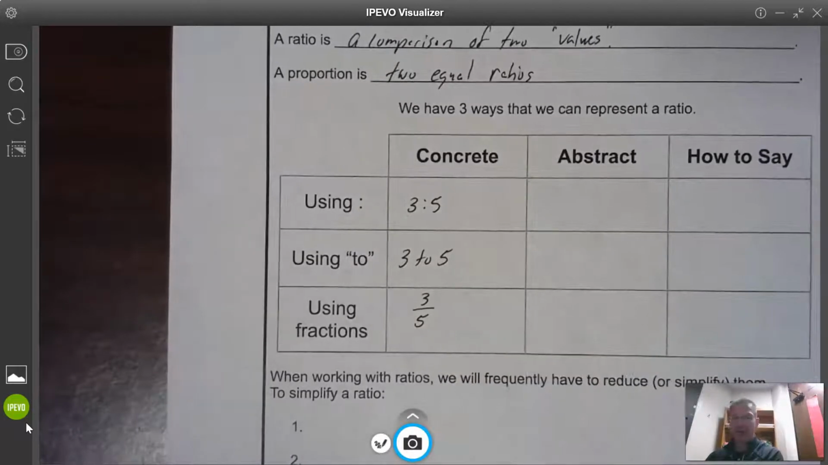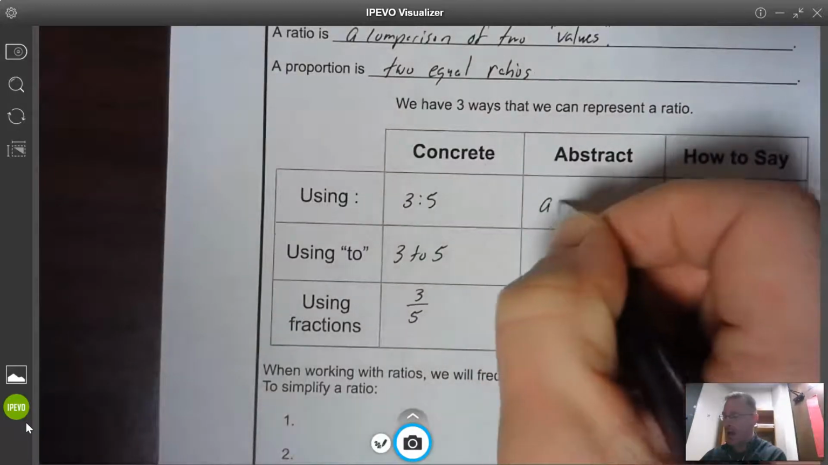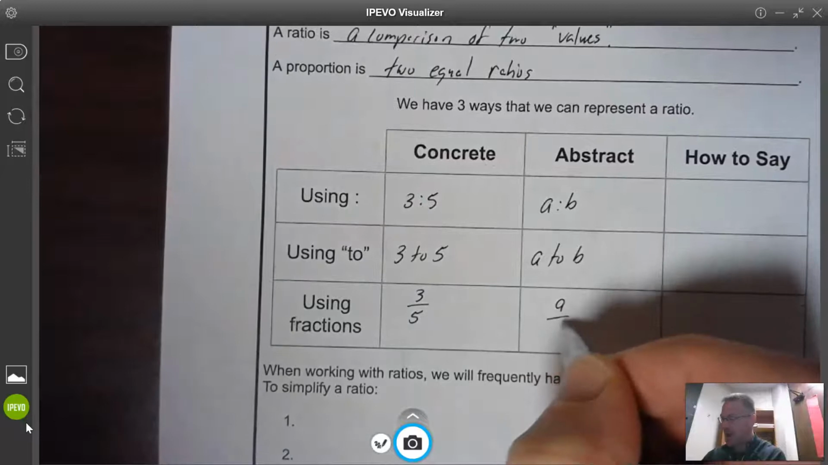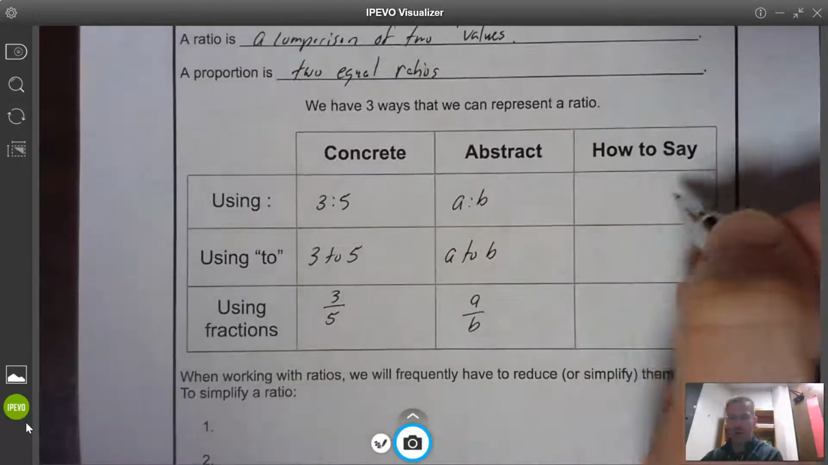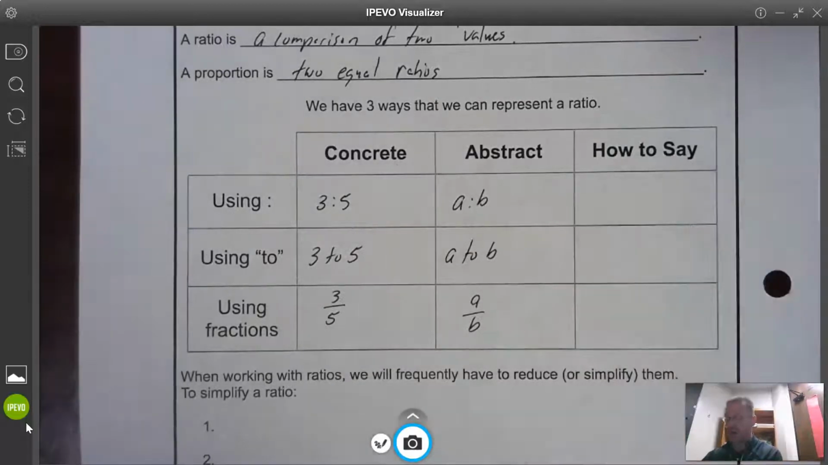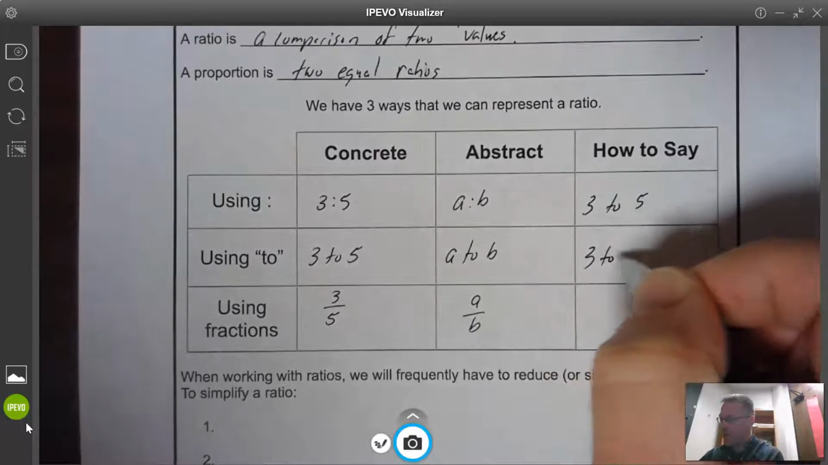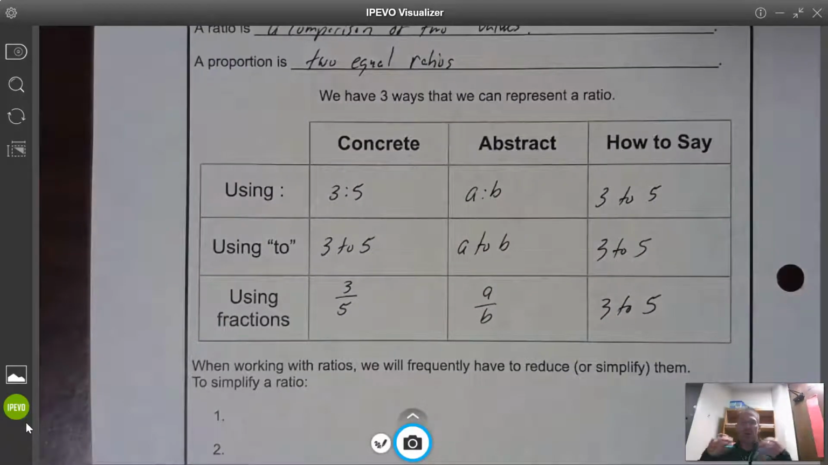Now, sometimes you might get it in an abstract form, and all that means is that we're going to use variables, right? So A to B, in any of those forms. And then we just say it the same way, 3 to 5. So it doesn't matter what form it's in, we just say 3 to 5.